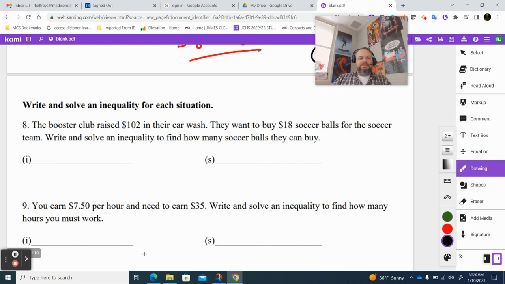They raised this much with their car wash. They want to buy 18 soccer balls. All right.